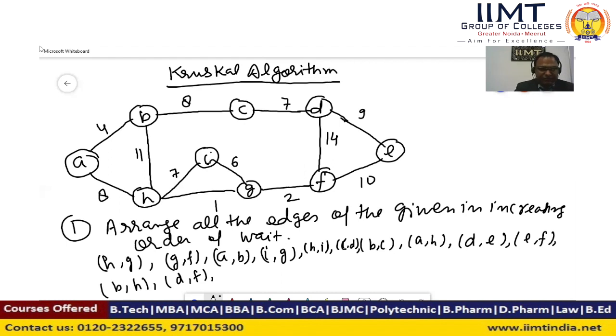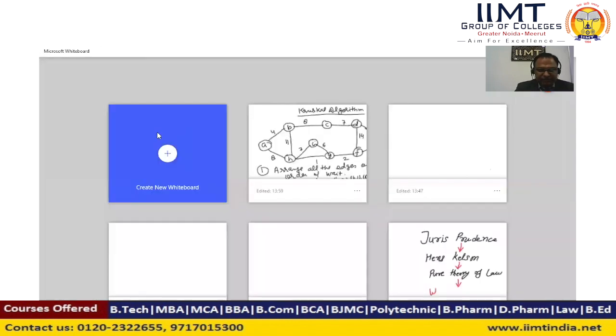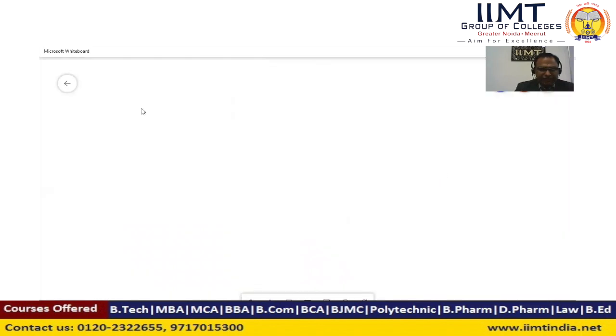So we are moving to the next slide. This is the order of the weights. So we will move to the next slide. Now what we have to do is write once again here the edges, and what were the edges that we have. We will select the pen first.